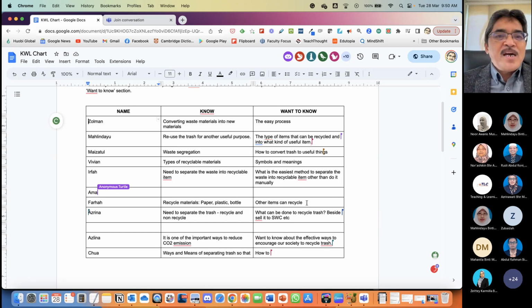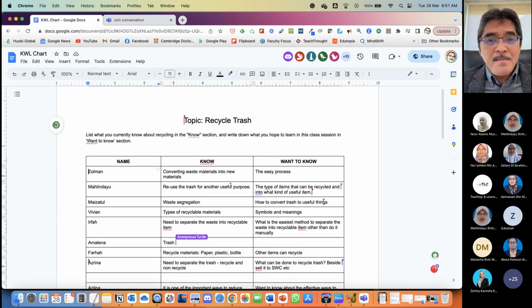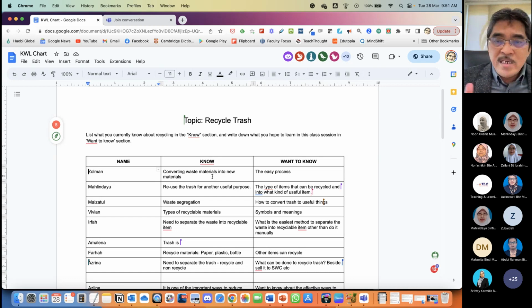Okay, so for example, let's take what Dr. Zaman said he knows now: converting waste material into new material. So basically this is what you know and what you understand about recycling trash. We don't want to say whether it is correct or incorrect at this point. Okay, want to know: the easy process. So what is the easy process of recycling trash? Hopefully when I see this, I hope I can touch on this point during this class also, so that I can answer what Dr.